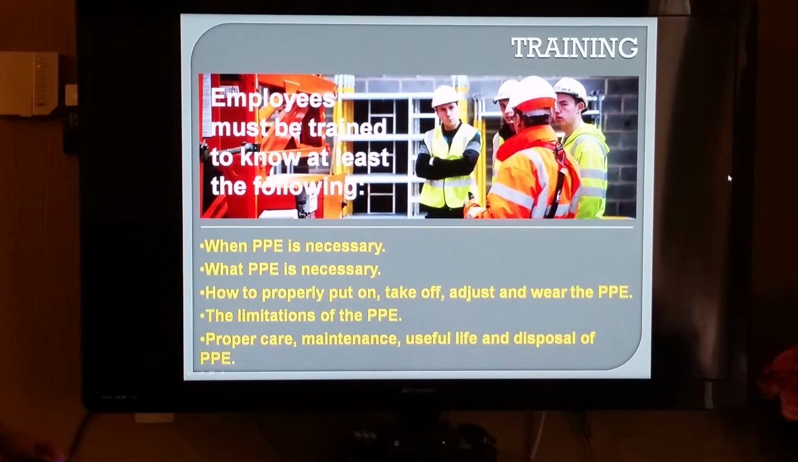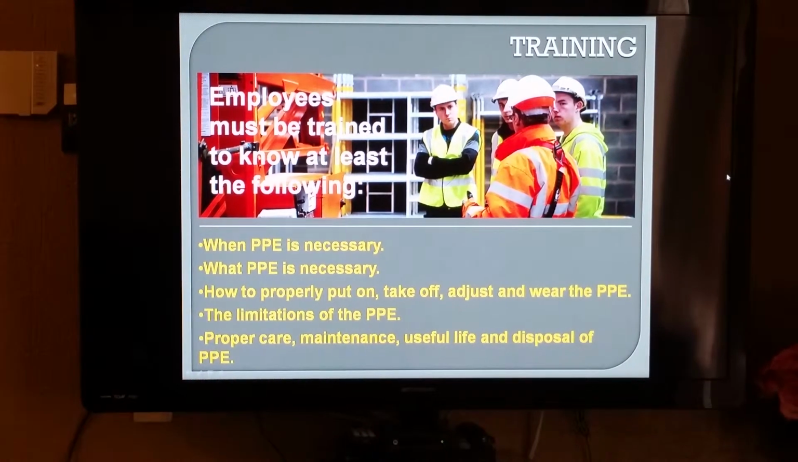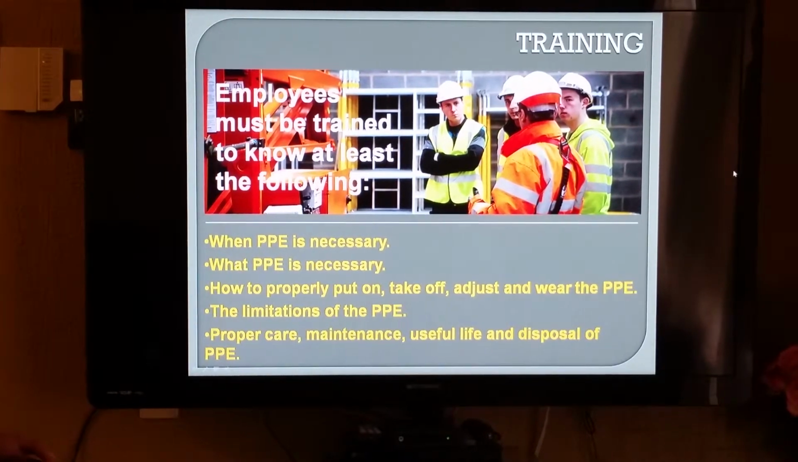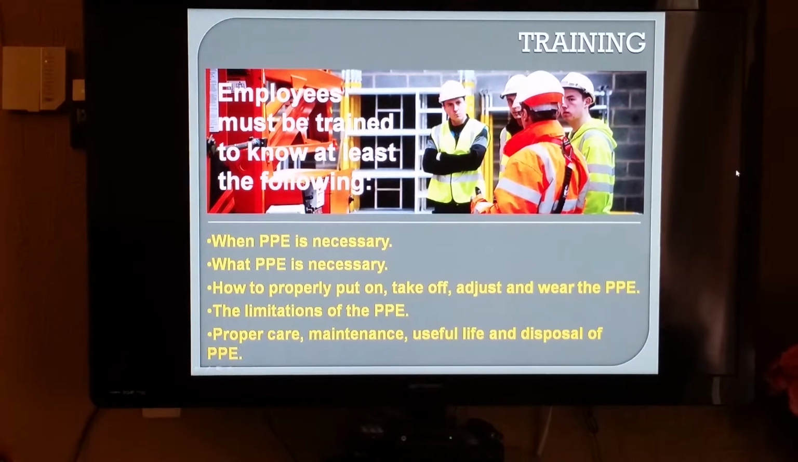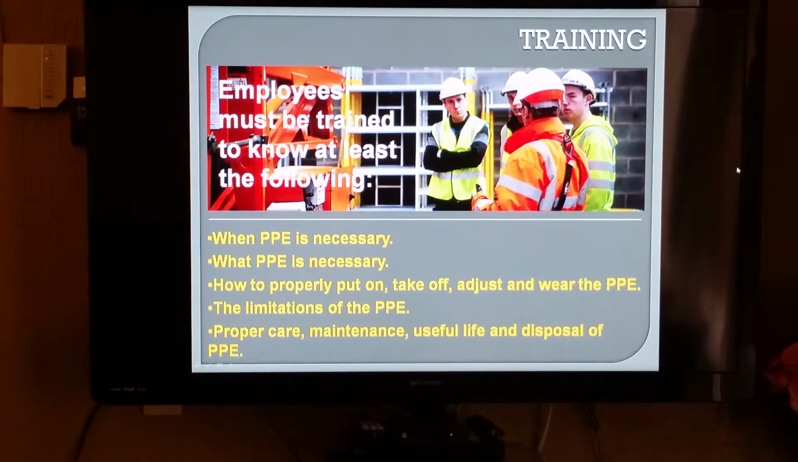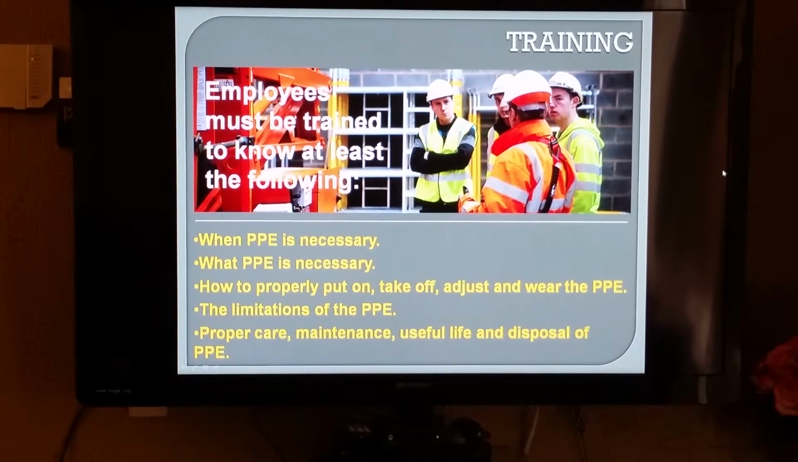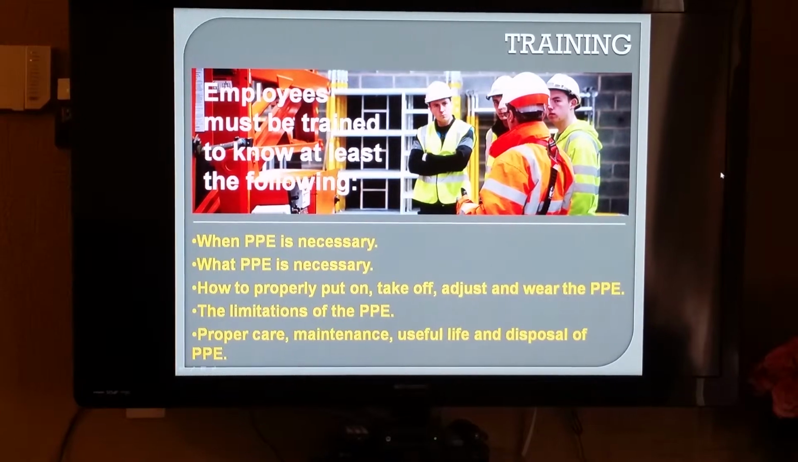Training. Employees must be trained to know at least the following about using PPE. They need to know when it's necessary, what PPE is necessary, how to properly put it on, take off, adjust, and wear the PPE, the limitations of the PPE, proper care, maintenance, and useful life or disposal of PPE.